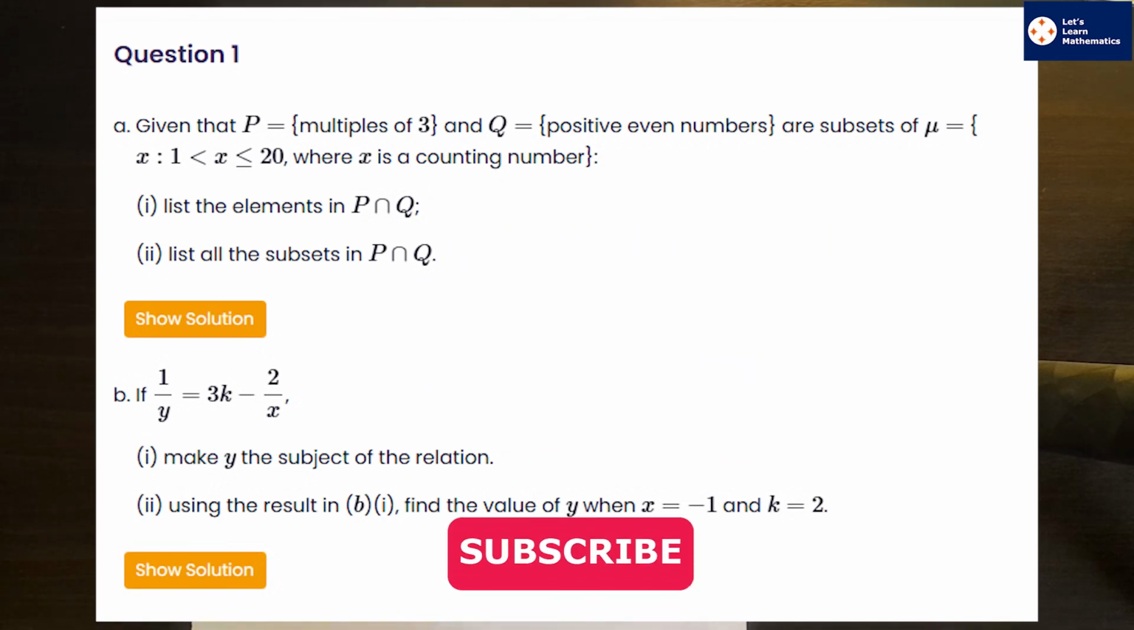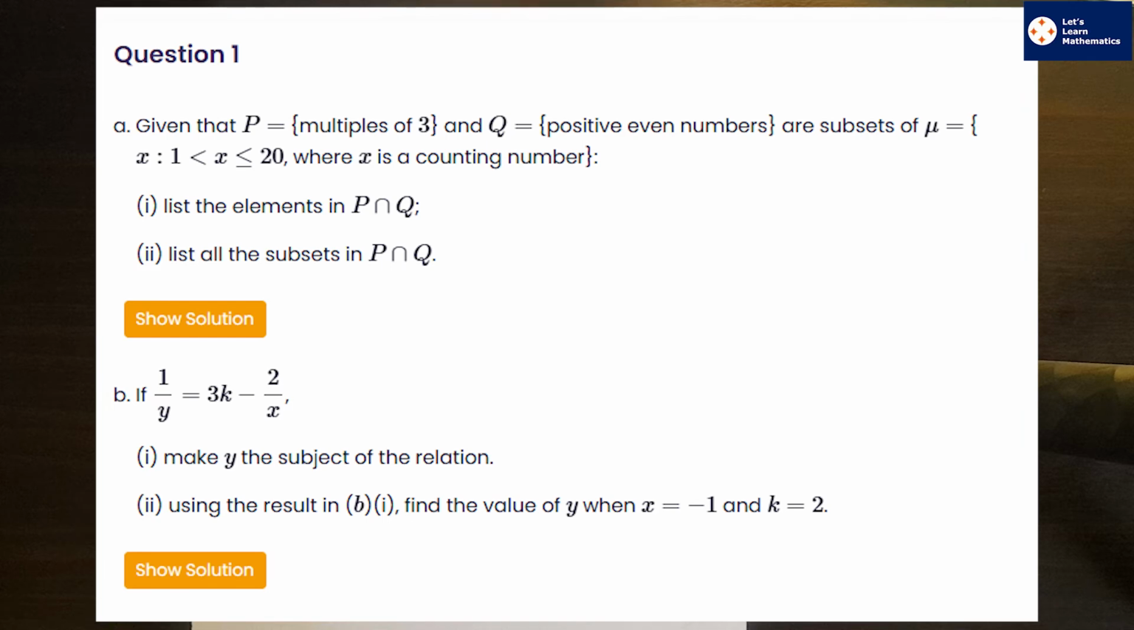This is BECE 2025 question 1a. The question says that given that P equals multiples of 3 and Q equals positive even numbers are subsets of the universal set which contains X such that 1 is less than X and less or equal to 20, where X is a counting number. I. List the elements in P intersection Q. II. List all the subsets in P intersection Q.